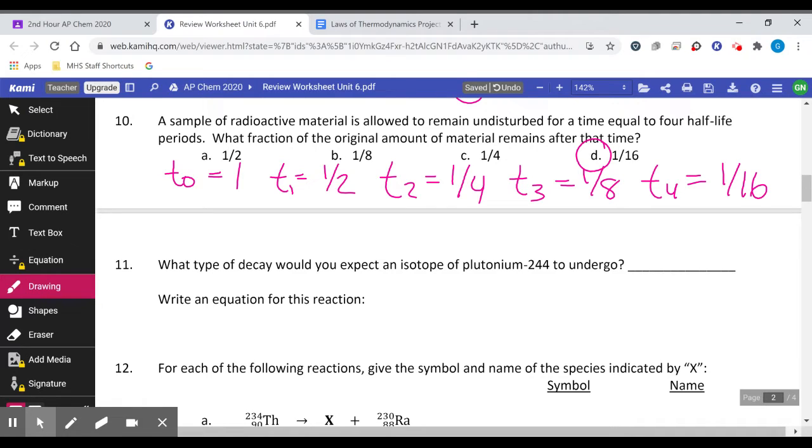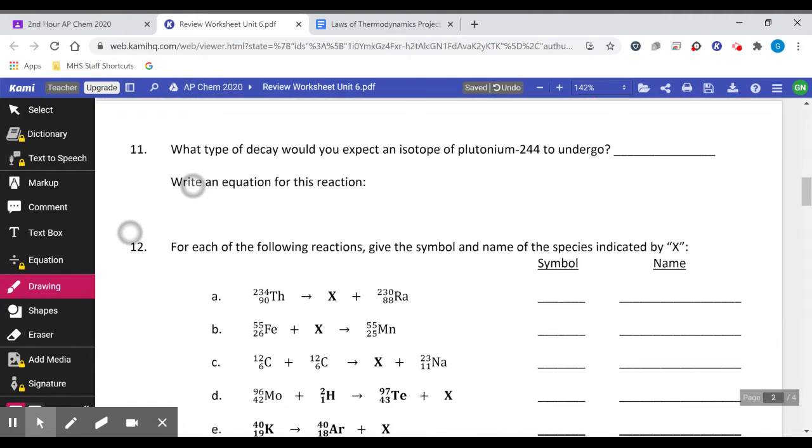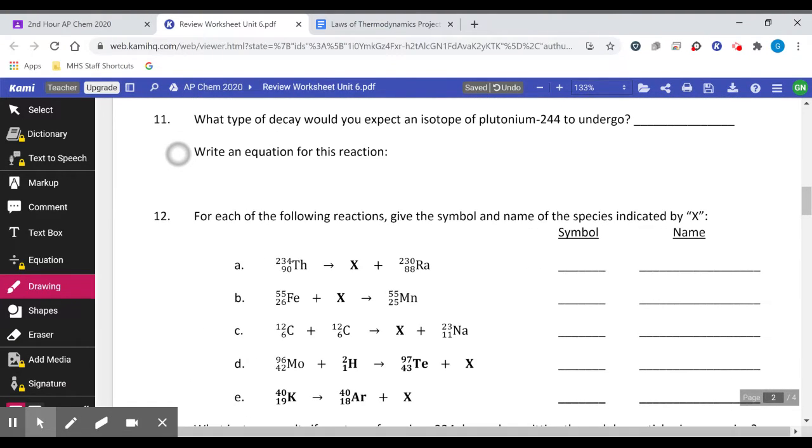Good. Number 11, what type of decay would you expect an isotope of plutonium-244 to undergo? Flip to my other page there. We know plutonium, yes, alpha. It's greater than bismuth. And so if something is greater than bismuth, it's going to usually undergo alpha decay to quickly become stable.